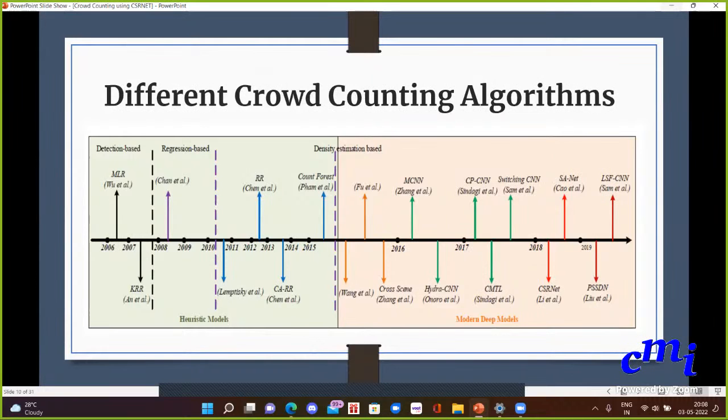In 2016, multi-column CNN was developed, which started a new era of using modern deep models in crowd counting. This development was followed by Hydra CNN, CPCNN, CMTL, switching CNN, CSRNet, SNet, etc. Now we will discuss some of the challenges faced while developing these crowd counting methods.